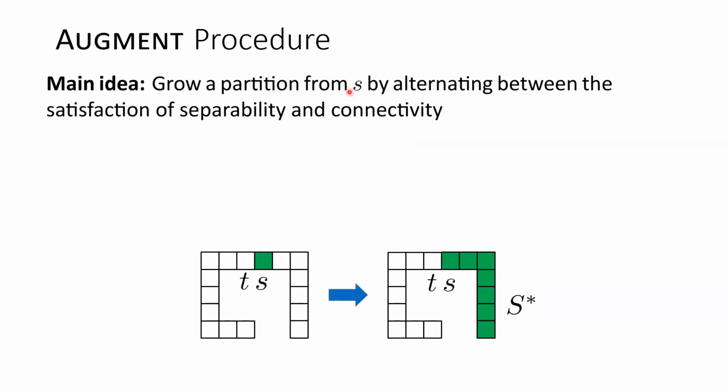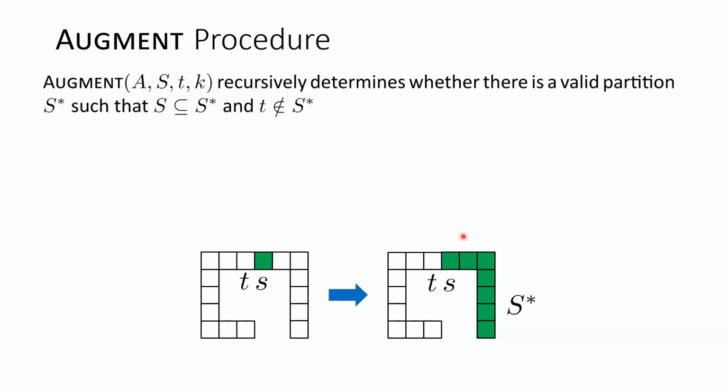The main idea is to grow a partition from S by alternating between the satisfaction of separability and connectivity. So we have two constraints that we have to satisfy, and we alternate between their satisfaction to add more and more squares and eventually get a partition, or to conclude that we do not actually have a valid partition. And to do that, we use a recursive procedure called augment that answers a slightly more general question. So augment receives, in addition to T and k, the set subassembly S, and it determines whether there is a valid partition S star that contains S while not containing T.